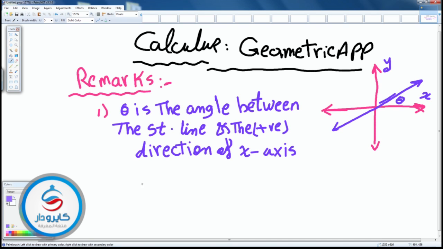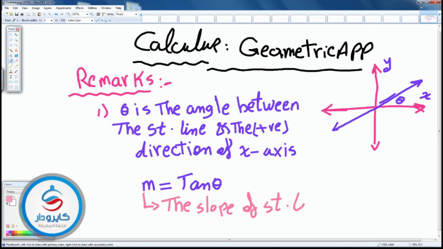So we say that m equals tan theta. What is m? m is denoted by the slope of the straight line. So m is the slope of the straight line, equal to tan theta. What about theta? Theta is the angle included between the straight line L and the positive direction of the x-axis.